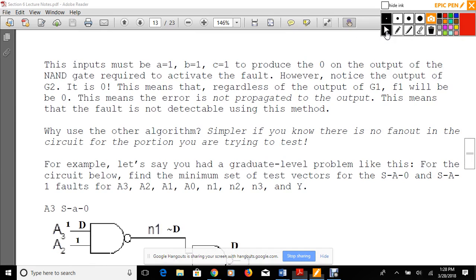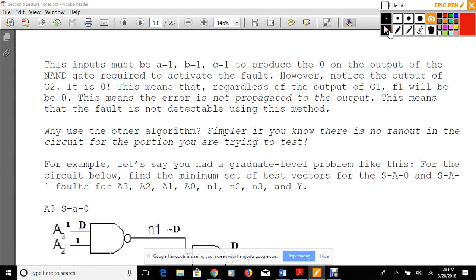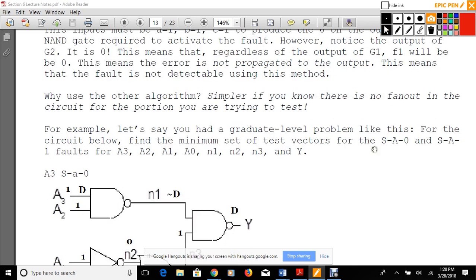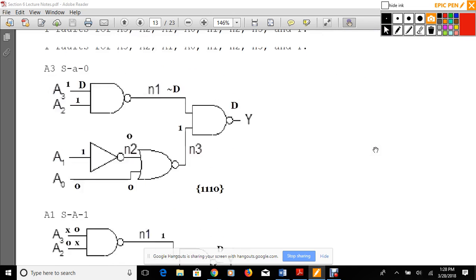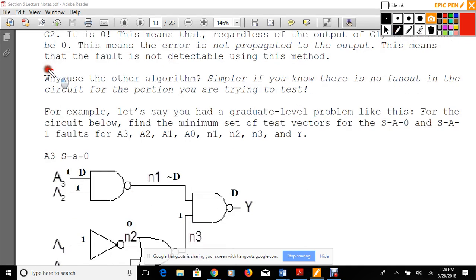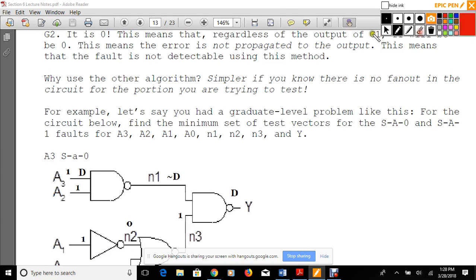And I just described everything that's there, so if you're reading it over, I'll leave it there for a moment. Here I'm basically describing the other algorithm. If you have no fan out, you can do this faster, because the D algorithm, which I'm about to show you here, takes a lot longer and a lot more overhead.